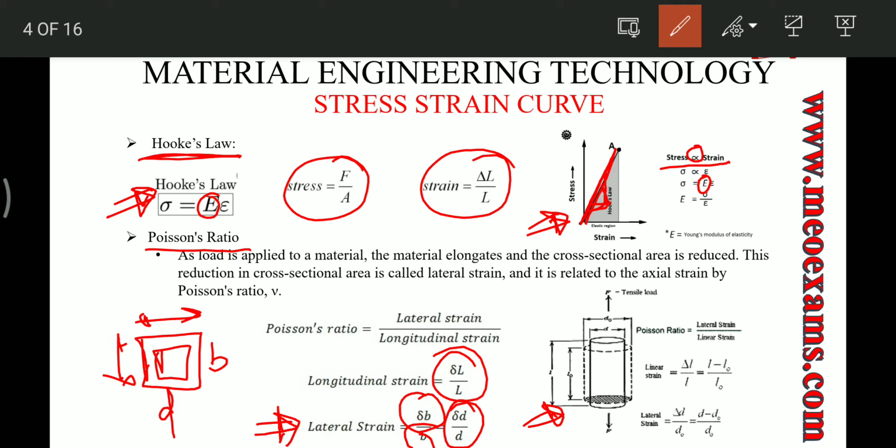So the Poisson's ratio is the lateral strain, which is this one, divided by the longitudinal strain, which is this one. So this is actually the ratio of strains produced in the lateral direction to that of the strains produced in the longitudinal direction. That is called the Poisson's ratio.